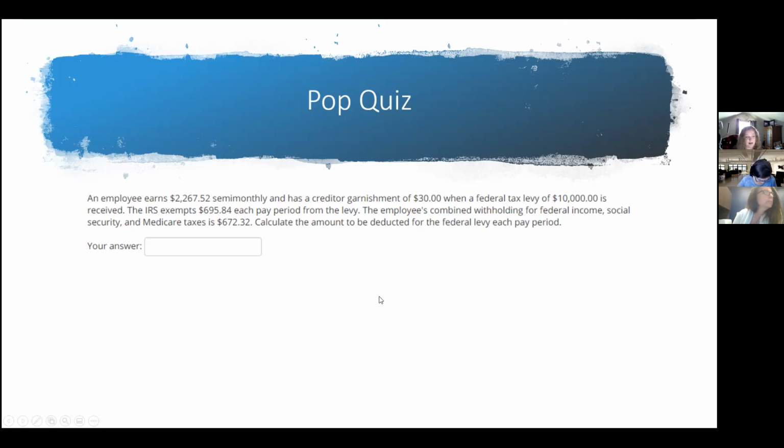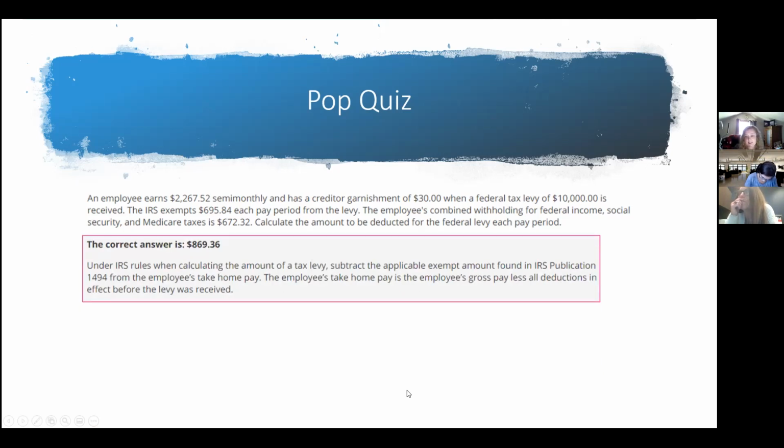So I see a couple different answers, and I know the difference between your answers. Some of you said $899.36 and some of you said $869.36. The answer is $869.36, and the difference is that $30. It can be subtracted because it was in place when the federal tax levy was received. So the correct answer is in fact $869.36. Good job. Questions on that?